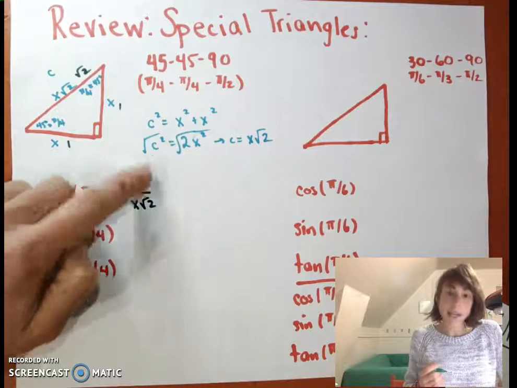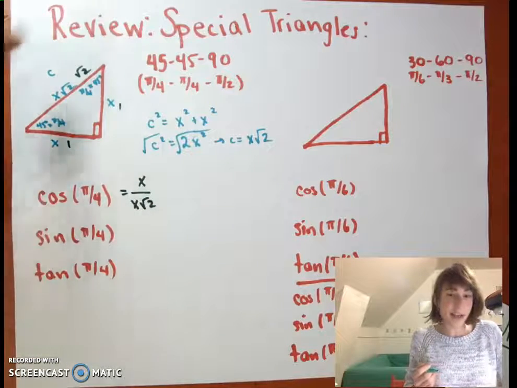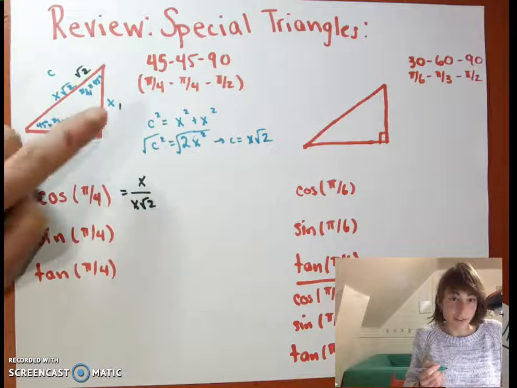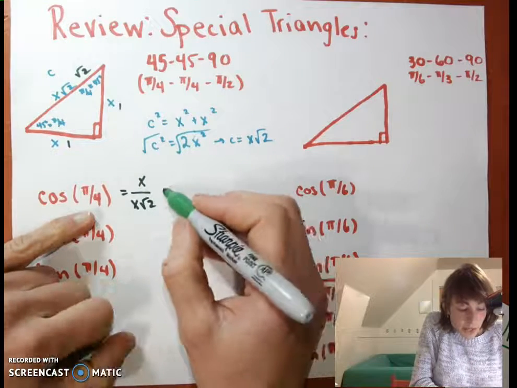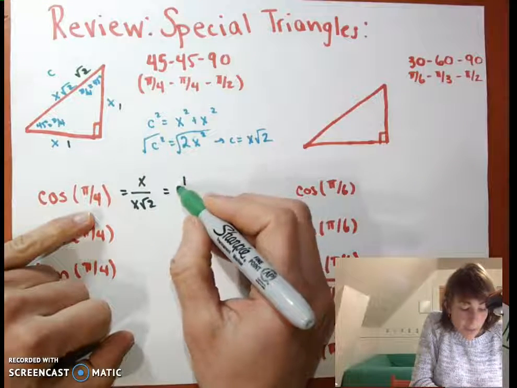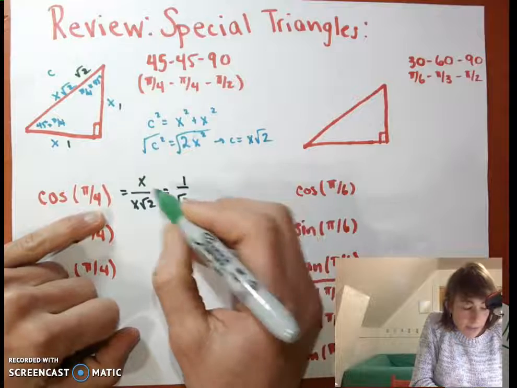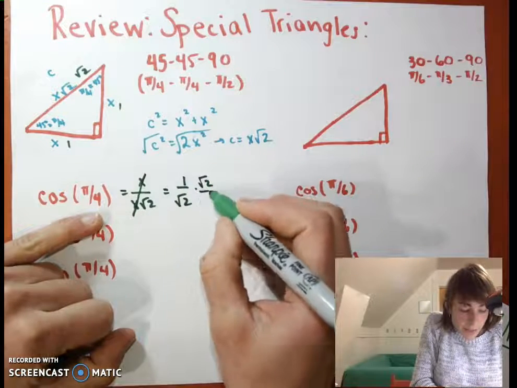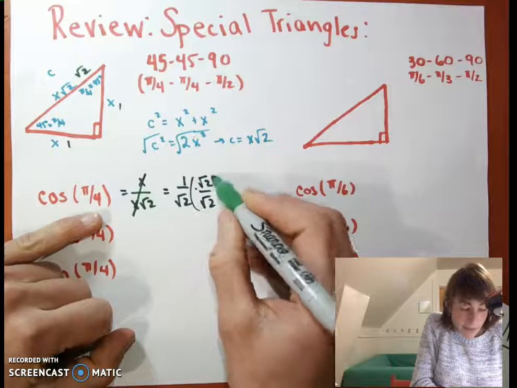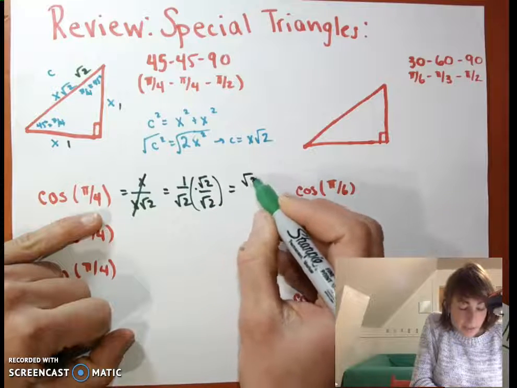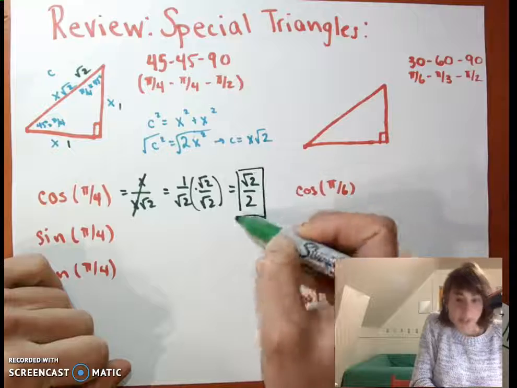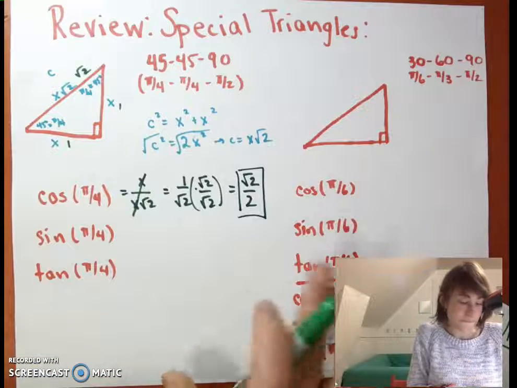And it doesn't matter what x is, I'm always going to have these relationships among the sides of my triangle if it's a 45-45-90. So the cosine of pi over 4 is always going to be 1 over root 2 because these x's will cancel. And if I rationalize by multiplying top and bottom of this by root 2, that's the same as root 2 over 2. So the cosine of pi over 4 is root 2 over 2.